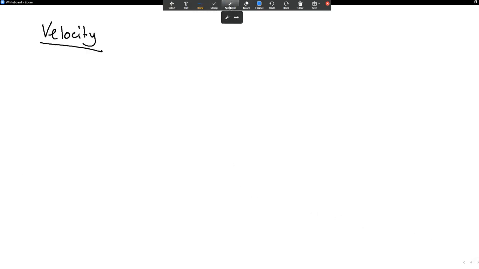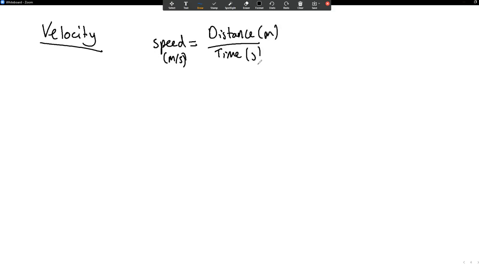Alright, now let's talk about velocity. Now velocity is also a vector quantity, which means it can be negative. Let's consider this equation. Speed equals distance over time. Speed is measured in meters per second, and distance is in meters, time is in seconds. Okay? Now, this is not a vector quantity. We call it a scalar quantity, which means it can't be negative. So your speed also can't be negative.